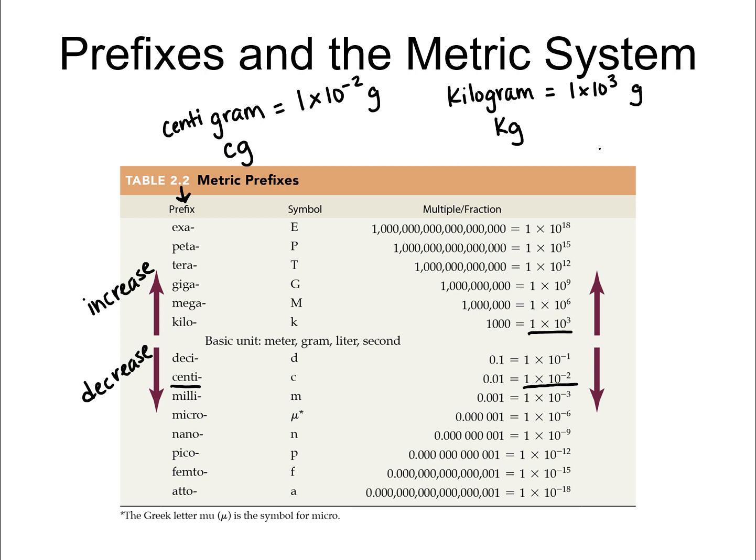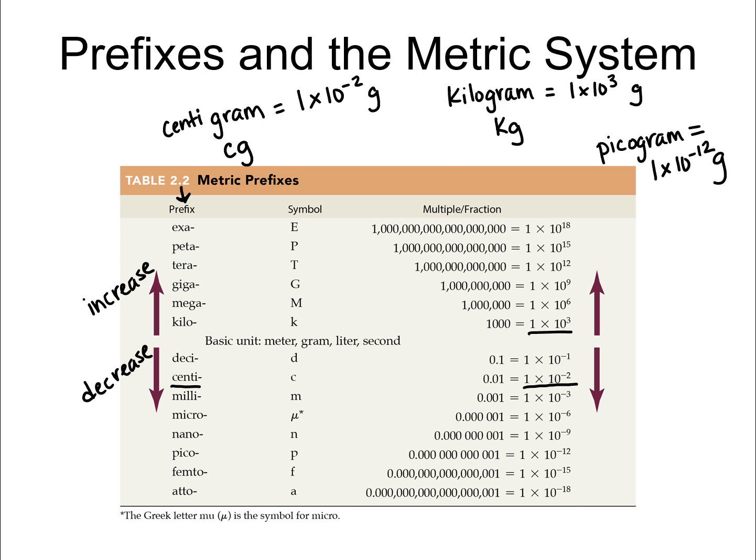Now I want you to try. If I have a picogram, what is that equal to? Right. 1 times 10 to the minus 12, and don't forget units. Our units here are grams.